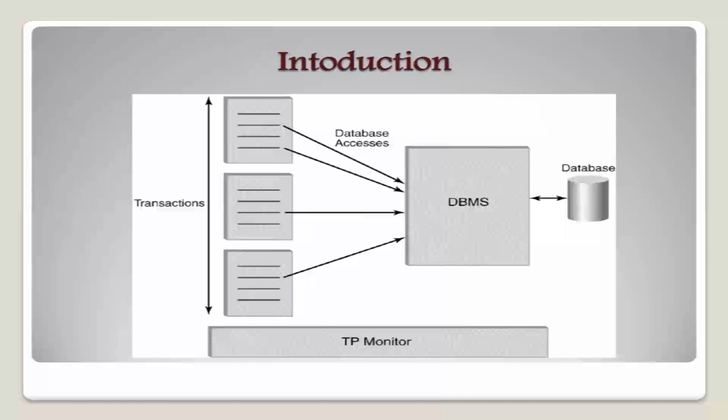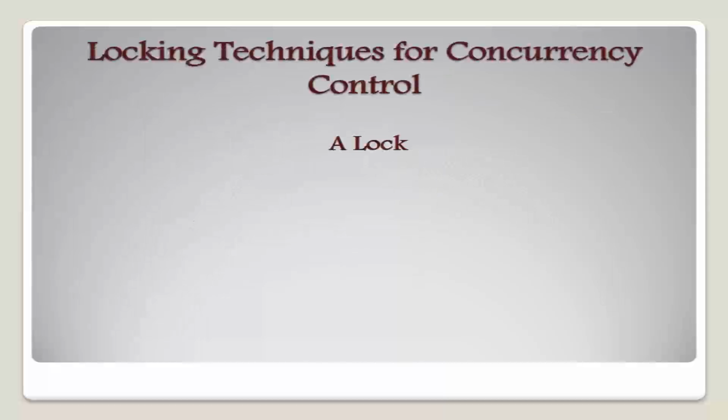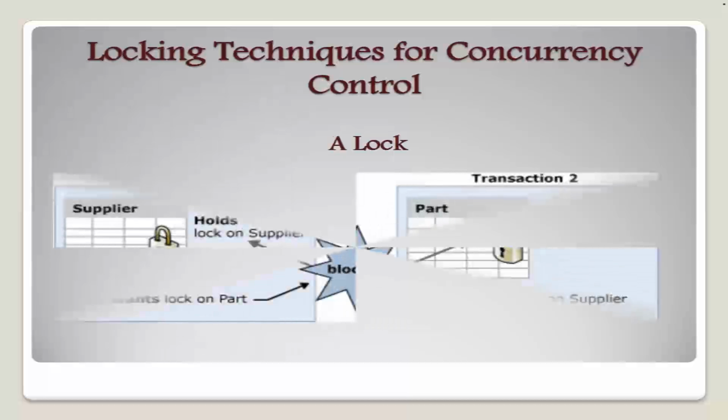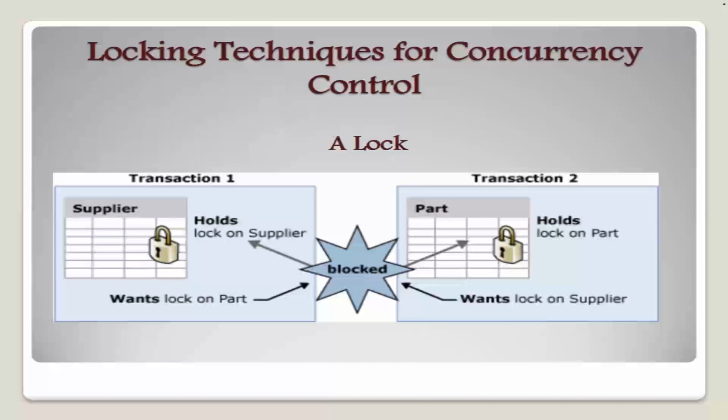Concurrency control protocols can be broadly divided into two categories. The two categories are: first is lock-based protocol and second is timestamp-based protocol. Now, first of all, we will learn about lock-based protocol. The locking technique for concurrency contains some of the main techniques used to control concurrent execution of transactions, which are based on the concept of locking a data item.